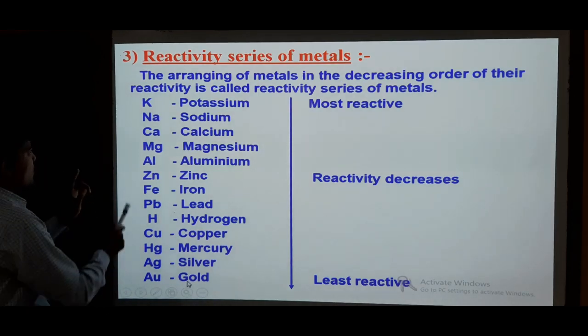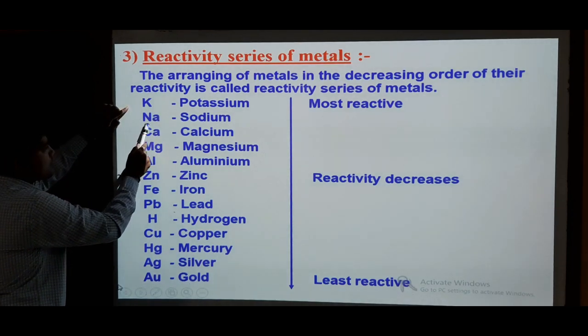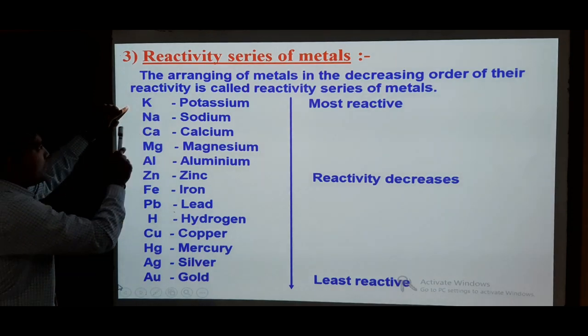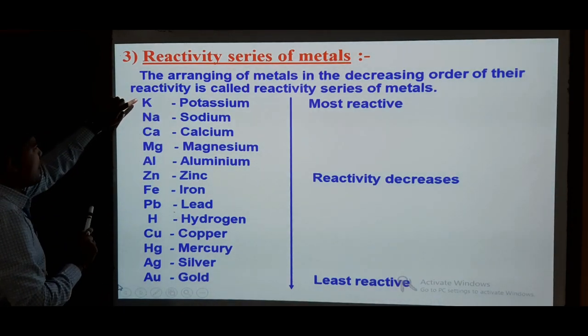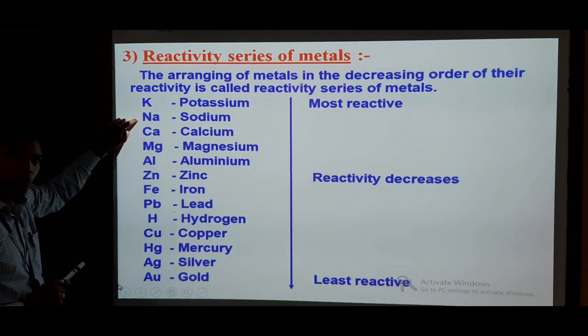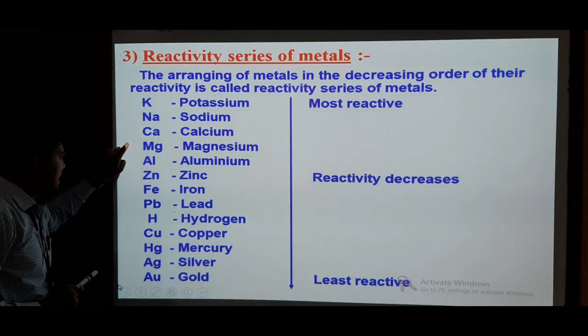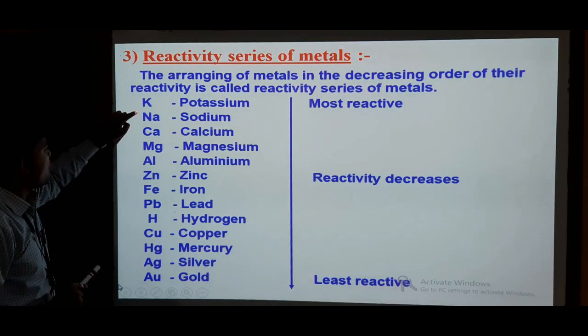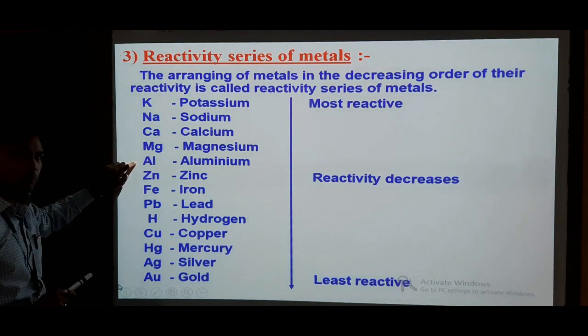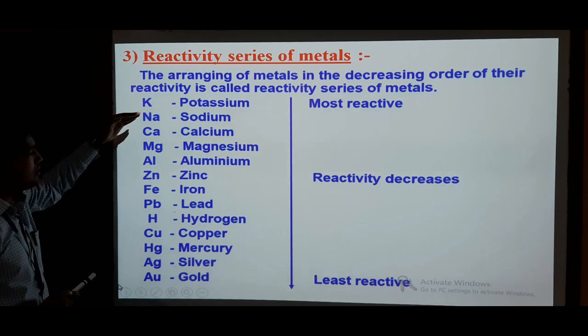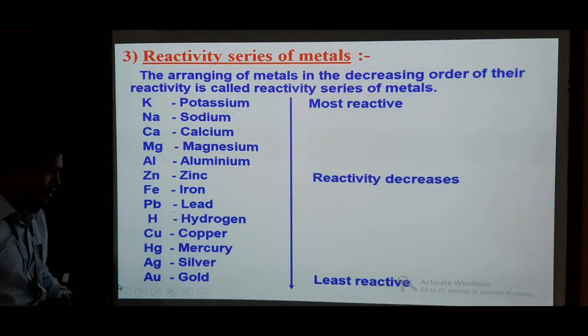What does it mean? Suppose I take a salt solution of sodium and I use potassium, what will happen? Potassium will replace sodium. Similarly, sodium can replace calcium, calcium can replace magnesium, or sodium can replace aluminium. So a more reactive metal will replace a less reactive metal. Let us see this again with some examples.